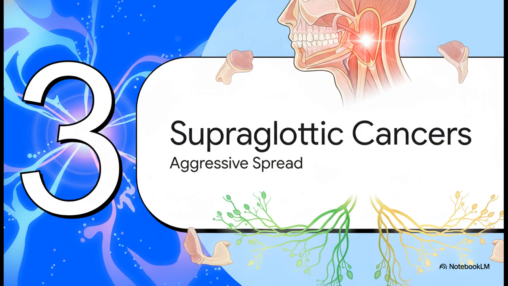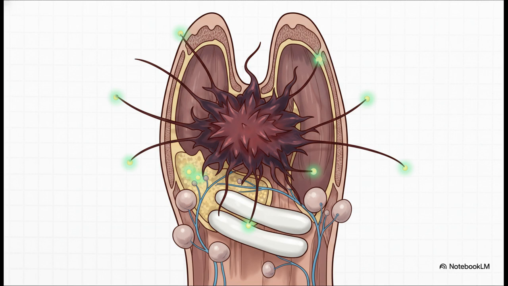We're going to follow the anatomy, moving from top to bottom, and we're starting with the real problem area, the most aggressive region, the supraglottis. Yeah, supraglottic cancers are just plain bad news. They're way more aggressive, they jump to lymph nodes early, and they just love to invade the pre-epiglottic space.